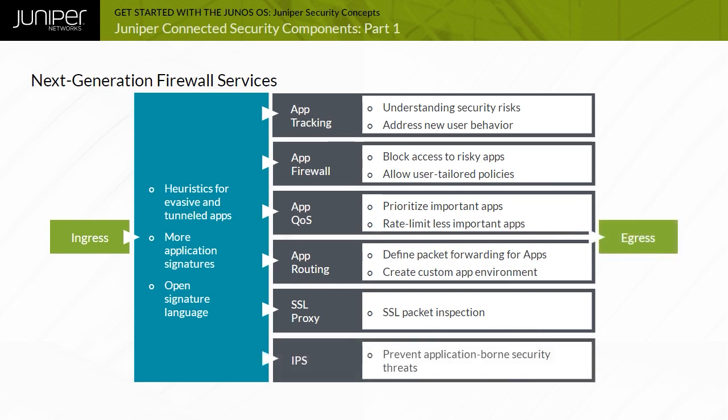Intrusion Prevention System, or IPS, that tightly integrates Juniper's application security features with the network infrastructure to provide threat mitigation and protection from a wide range of attacks and vulnerabilities.